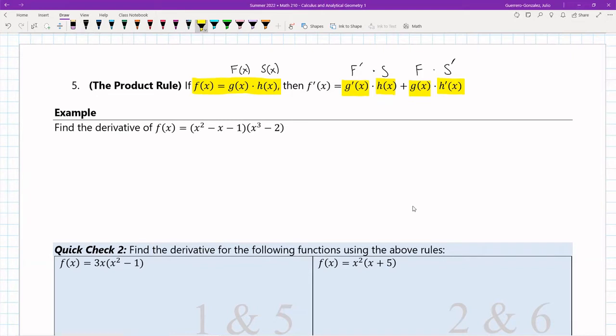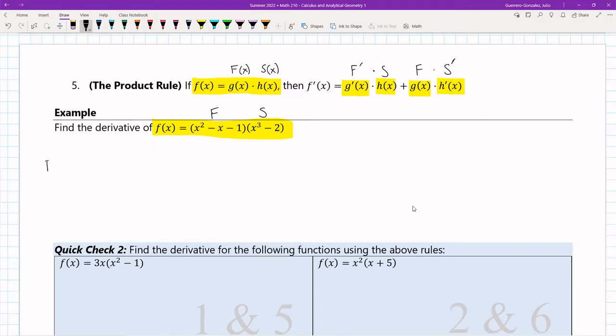So how does this work out with what we've been doing? So this is the same function from example 1, the very first example that I was doing. I'm going to go ahead and use the product rule to find the derivative here. So to do the product rule for this one, I'm going to do exactly how the product rule denotes. I'm going to call this first one the first. I'm going to call this one the second.